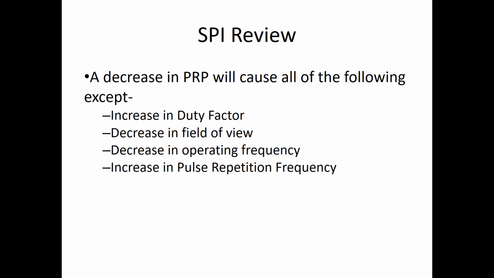Okay. A decrease in PRP will cause the following except. So we're taking the very top of that chart and we're shortening up the imaging depth. What are we thinking? PRF. Well, so PRF and PRP are reciprocal. So if I decrease one, I'm going to increase the other. But let's think about what we're doing. So that PRP is dependent upon our depth button, right? So if I decrease my PRP, what am I doing? I'm adjusting that depth button.